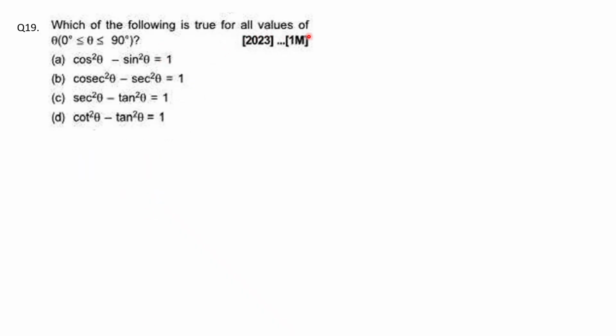Which of the following is true for all values of theta? Cos square theta minus sin square theta is 1. This is wrong. This is minus 1. Cosec square theta minus sec square theta is equal to 1. This is also wrong. Sec square theta minus tan square theta is 1. This is correct. This is the identity. So the answer will be C option.